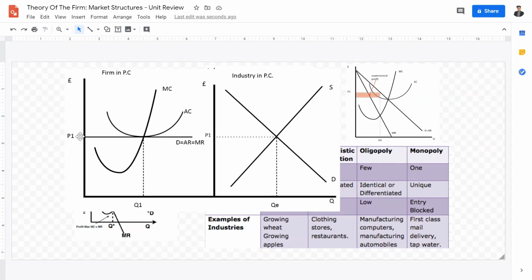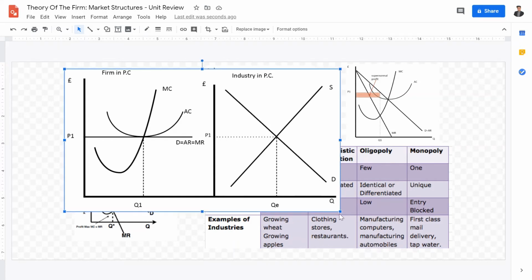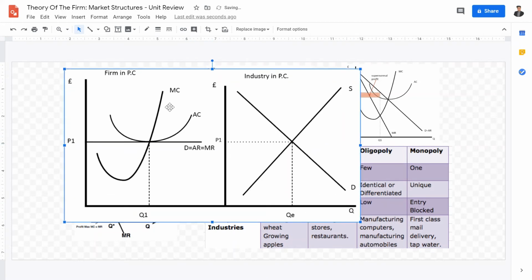That is illustrated through the average cost. Now, average cost decreases and increases again because of economies and diseconomies of scale. And so does marginal cost. Now, if you look at this graph right here, the average cost equals the marginal cost at the point of profit maximization. Therefore, because of this, there are no long-term supernormal profits within perfect competition.